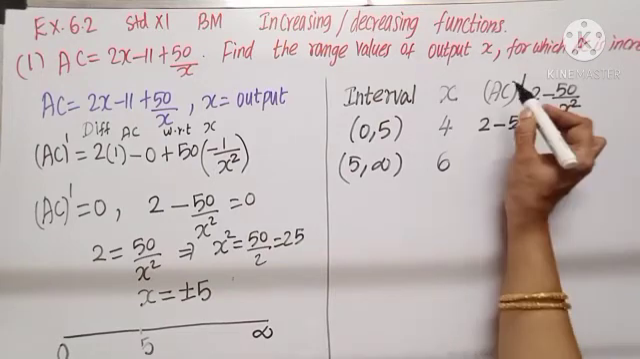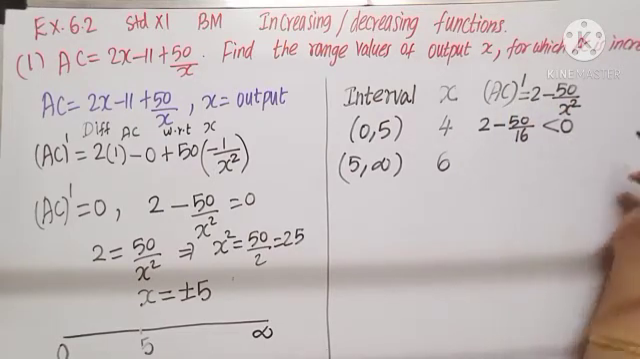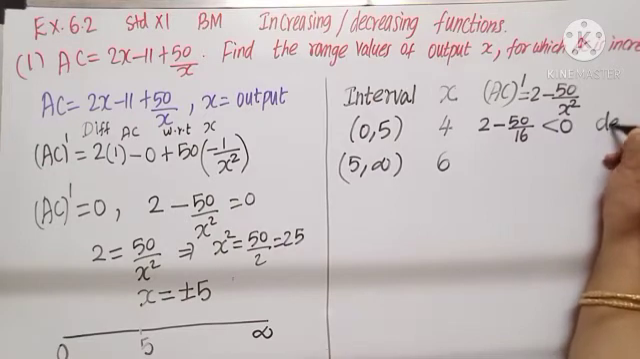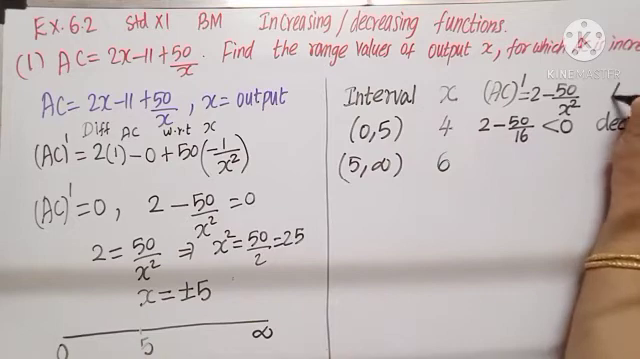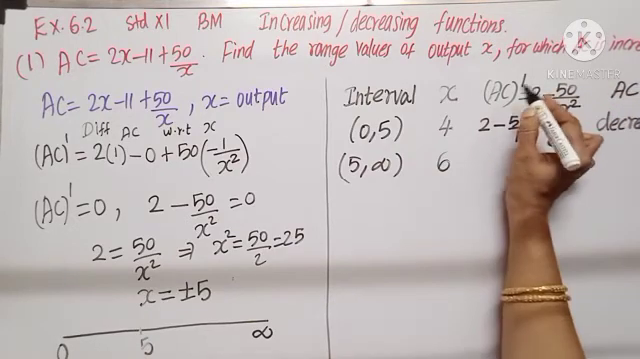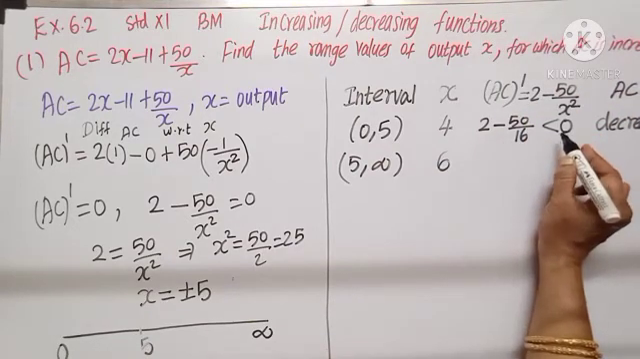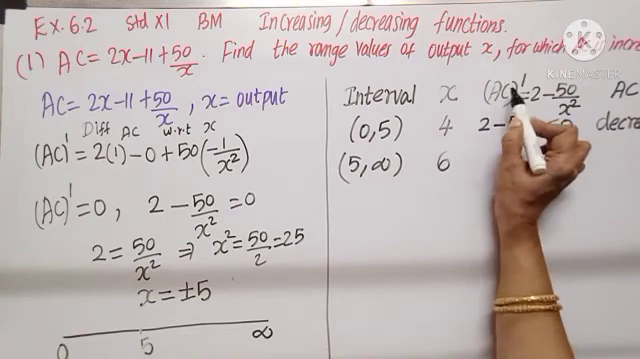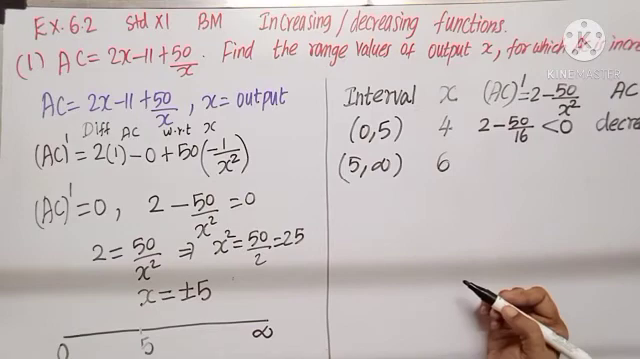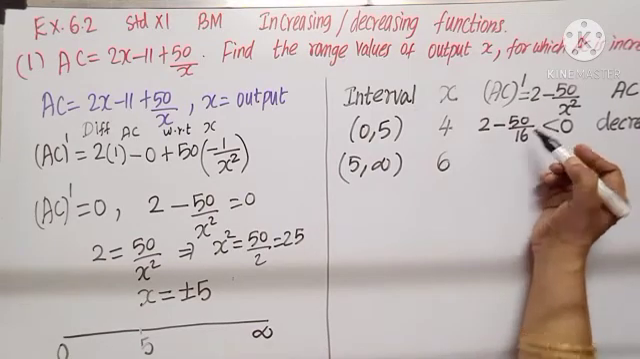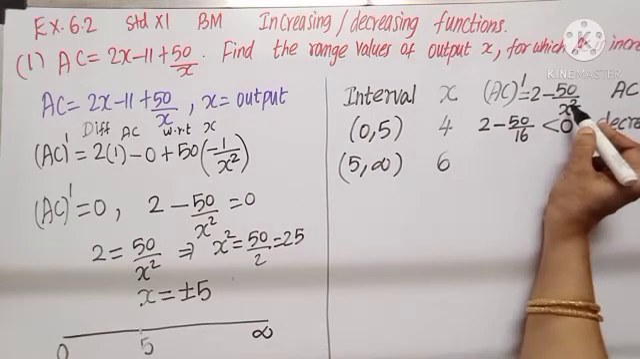Whenever the derivative is less than 0, I will say decreasing. Which is decreasing? The average cost. Derivative less than 0 tells me the average cost is decreasing. The same idea, put x in this.